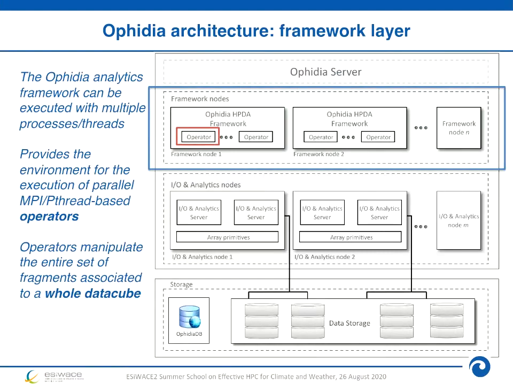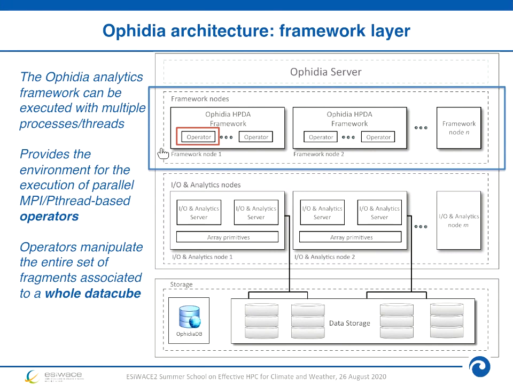Then the second layer of the architecture consists of the Ophidia framework, which can also run on multiple nodes. This provides an environment for the execution of parallel operators to support parallelism on the fragments. The operators are implemented with a hybrid model based on MPI and POSIX threads. POSIX threads have been chosen in place of other solutions like OpenMP since they provide a lower level API and thus finer control of the tasks.